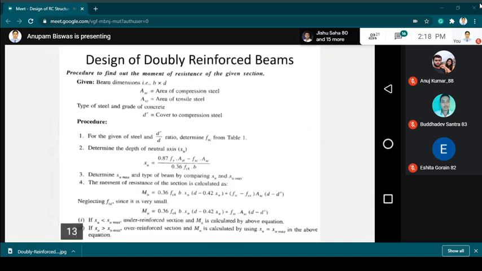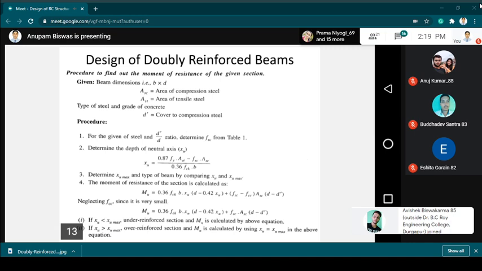Let us discuss the procedure, how to find the moment of resistance if a section is provided. These are the steps that we have to follow. Suppose the dimension of the beam is given as B by D, and you are provided with the area of compression steel and area of tensile steel, and also the grade of concrete, and considering the cover of compression steel, that is d dash. First we have to find the value of d dash by d ratio, for determining the value of FSC from the table that I have just shown you.